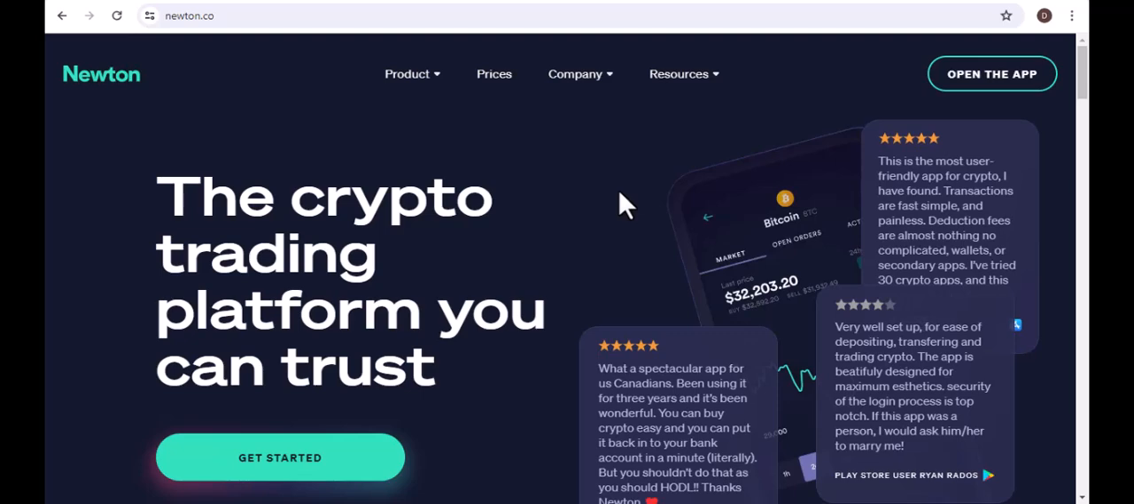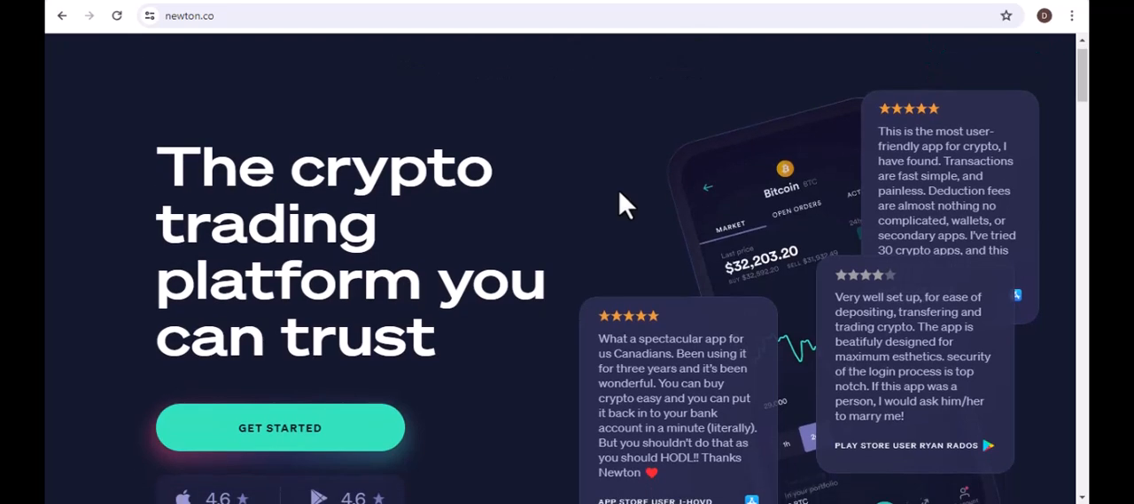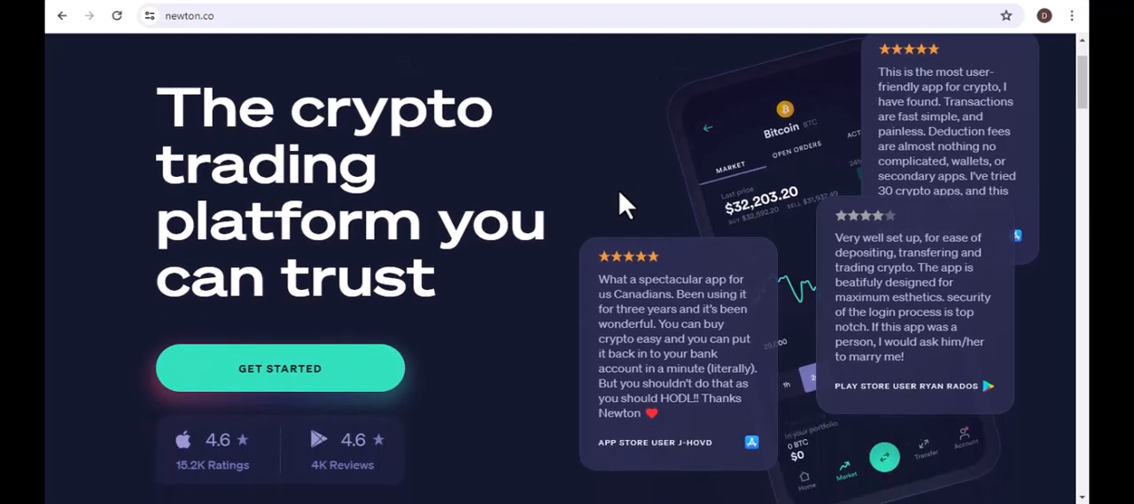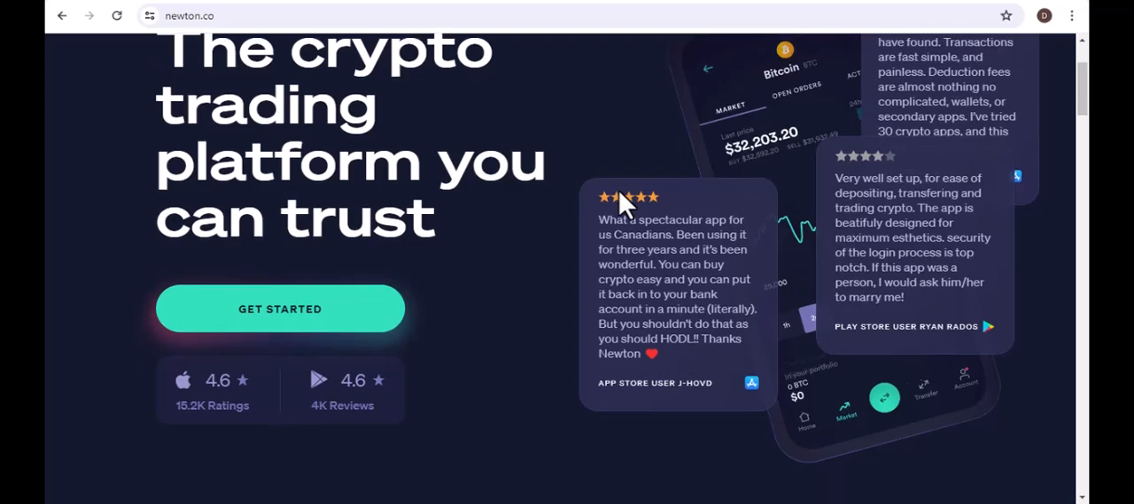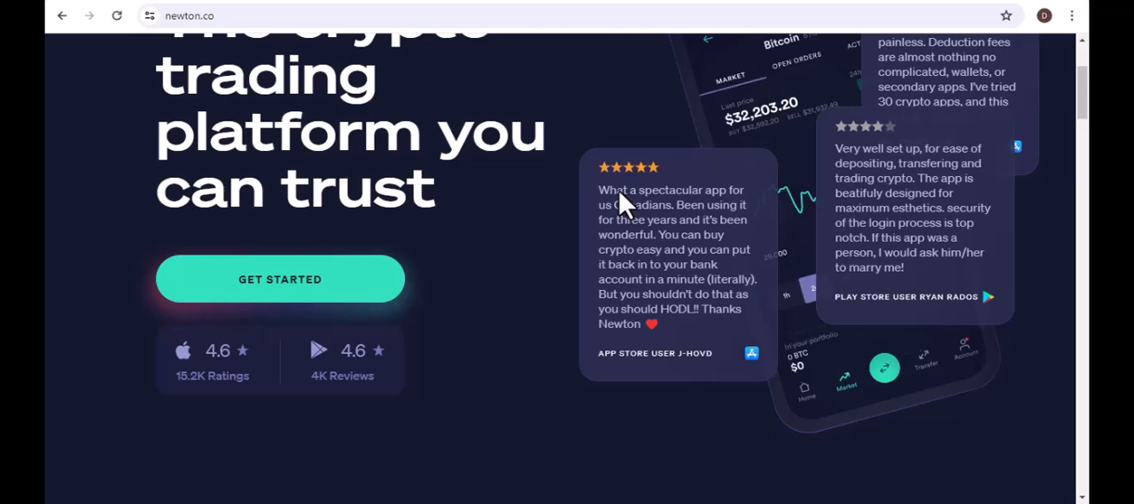Ever stared at your Newton balance, those digital dollars and cents, and wondered how to bridge the gap between the crypto world and your everyday spending power? You're not alone. For many Canadians navigating the exciting, yet sometimes complex, landscape of cryptocurrency, the question of how to actually use those investments in the real world is a big one.